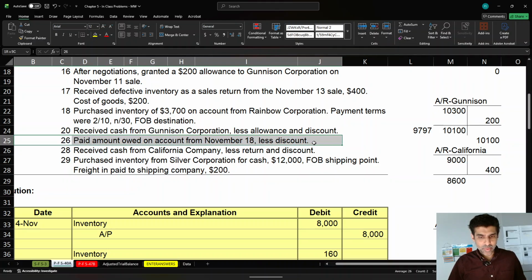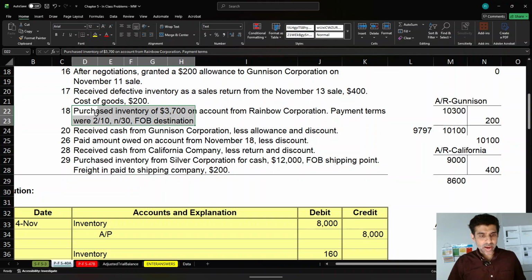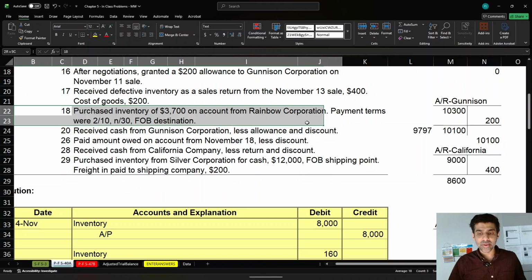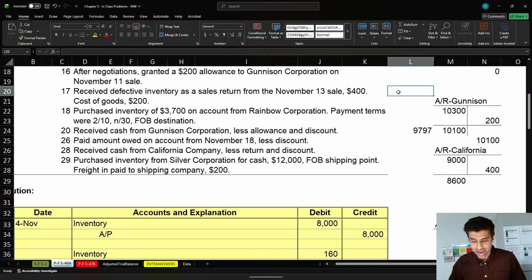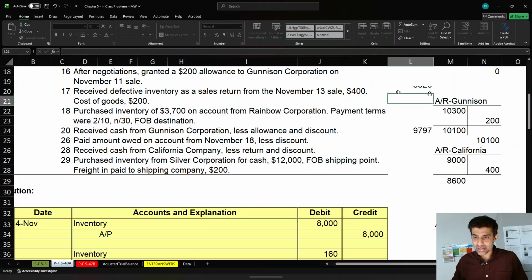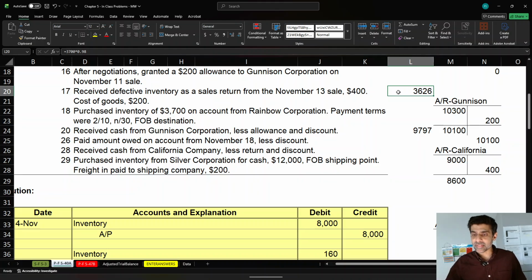Okay, we paid off the amount owed on this one. We're getting a 2% discount because we had it till the 28th. And again, this is the discount that we're taking as the purchaser of inventory. So this is going to be different, where we're going to deal with our inventory balance. I just want to figure out how much cash I'm paying. So I do 3,700 times 98.98. So this is 3,626 is how much cash I'm going to pay.